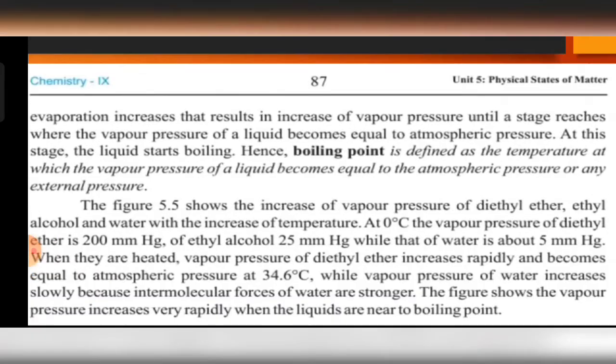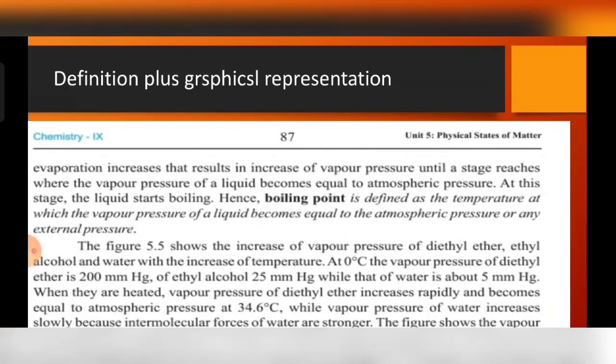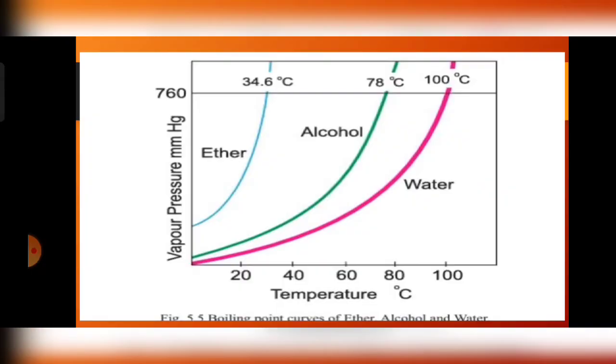You can see here the graphical representation. On the x-axis is temperature, and on the y-axis is the vapor pressure in millimeter of mercury. Between 20 and 40 degrees Celsius, 34.6 is the boiling point of ether. At 34.6, ether will start to boil, because it has a vapor pressure of 200 millimeter of mercury, and by heating to only 34.6 degrees Celsius it will start to boil.